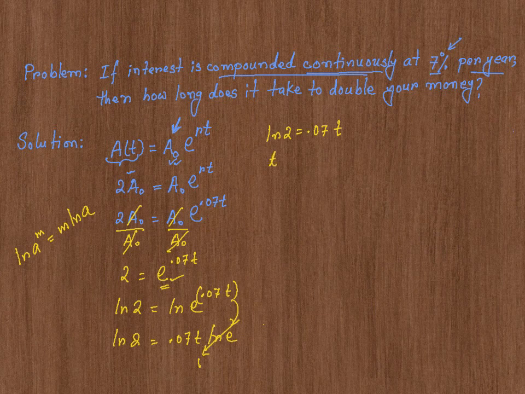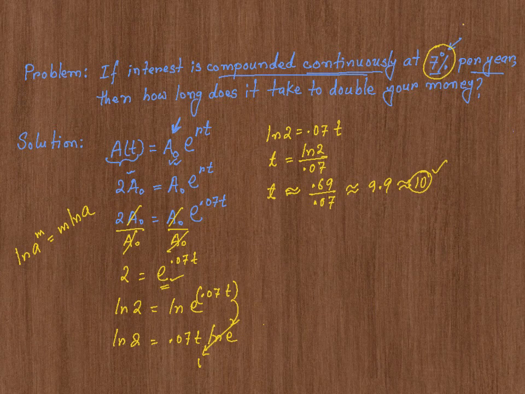Or t, if I divide both sides by 0.07, is going to be ln of 2 divided by 0.07. By the way, ln of 2 is a very special value. You can approximate it as 0.69. Divided by 0.07, which comes out to be about 9.9 years or around there. So it is approximately about 10 years. This is called the 7-10 rule in finance. If you have an investment that returns 7%, it takes about 10 years to double your money.